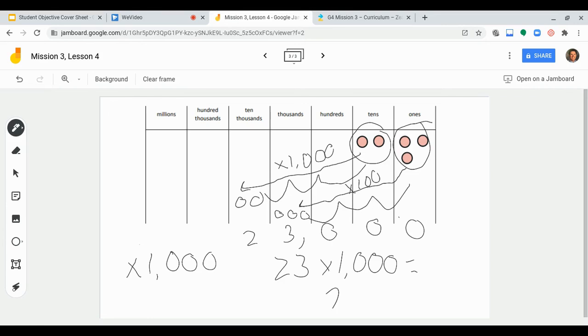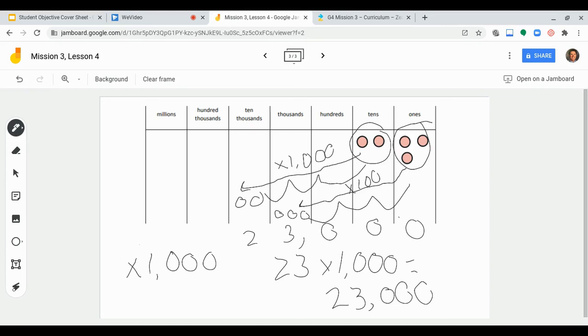What number does that equal? 23,000. So as you're working through this lesson, just use that zeros trick. Count how many zeros it has that you're multiplying by. If it's by 10, you move everything to the left 1 place value on the place value chart. If it's times 100, there's 2 zeros there, I move everything to the left 2 place values. And if it's 1,000, there's 3 zeros, I move everything to the left 3 place values.